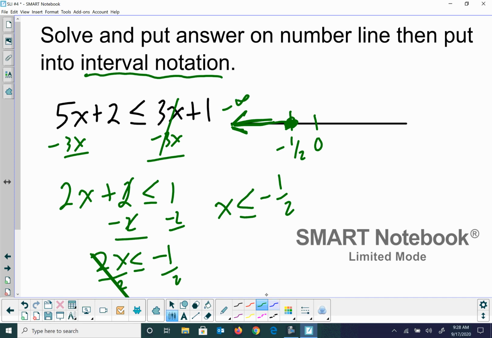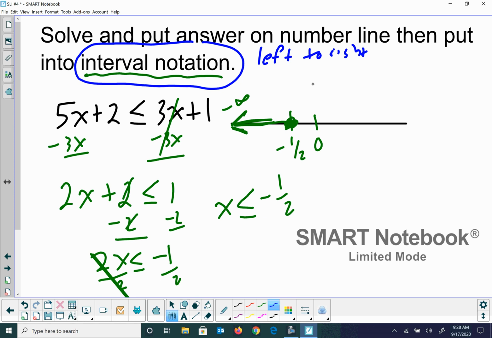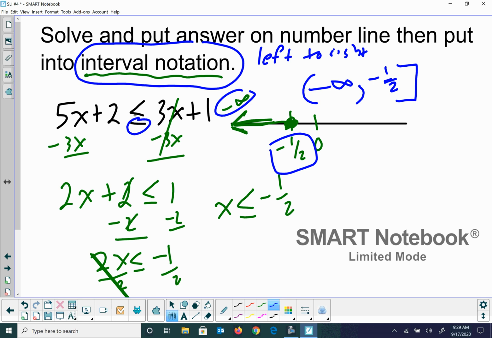Now, let's talk about this interval notation. This is a way that we're going to represent it. We will read our number line left to right. So I'm coming from negative infinity, and that's going to be a rounded bracket because I can never get to the infinities. And then I'm going to go all the way to negative 1/2. That was a solid dot, so I'm going to use something called a hard bracket. A square bracket means I had the equal sign.